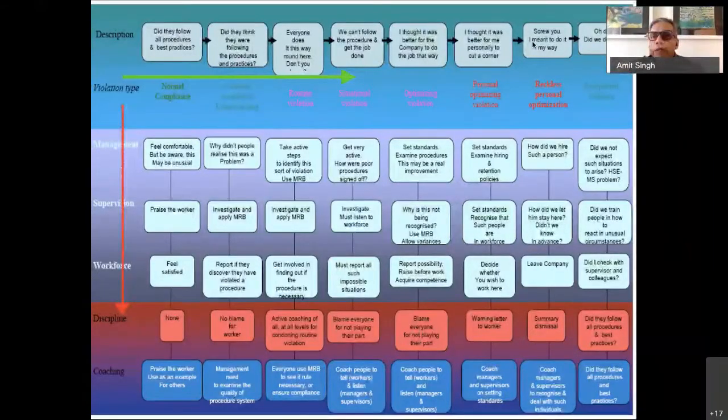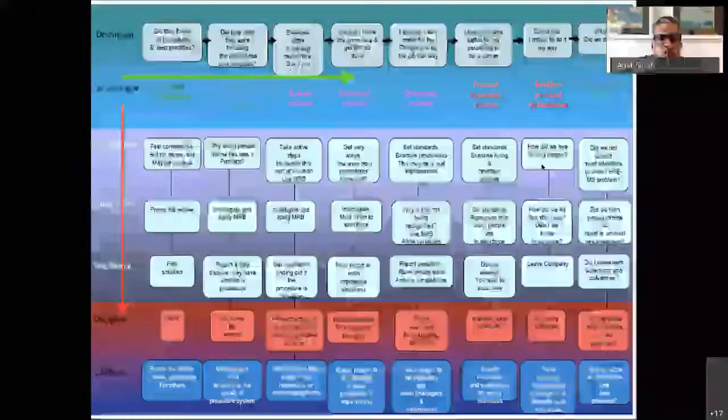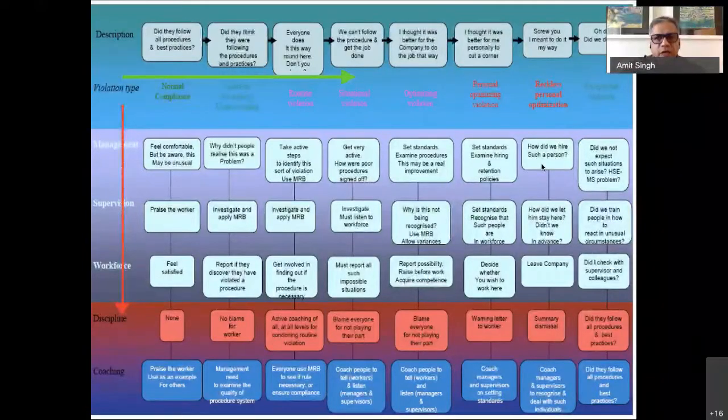This is reckless behavior. So the management says, how did we hire such a person? It is not that you blame him, but they have to look at the selection process. How did he go through the selection process or the aptitude tests or psychological tests that he reached this stage? The supervisor, how did we let him stay here?